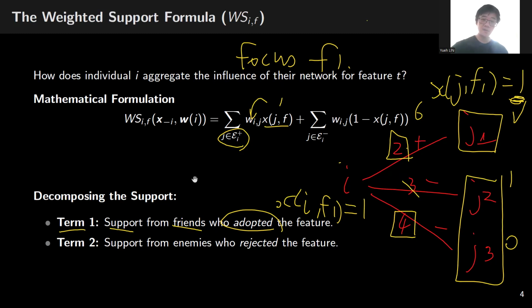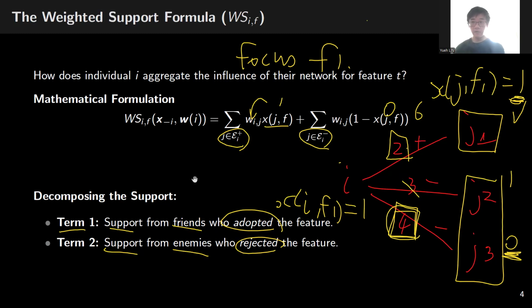Let's look at the second term. Here we're summing over the enemies. But notice that instead of x, it is 1 minus x. It means that this term will contribute only if x is 0. If x is 1, this term is 0 and it doesn't contribute anything. If x_jf is 0, like in this case J3, then it contributes the weighted support. So what are we doing now? We are calculating support from enemies who rejected, who choose 0 with respect to the feature.